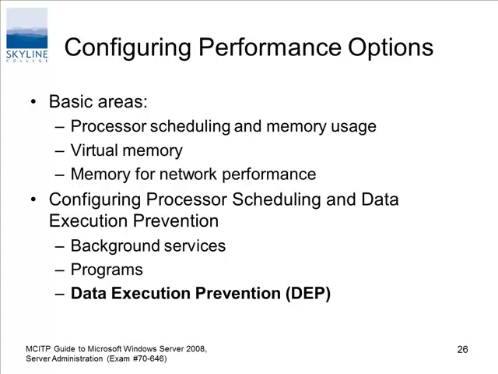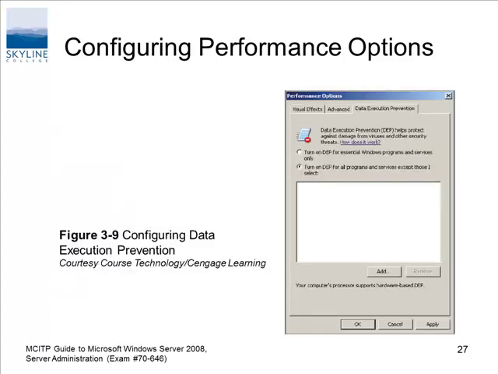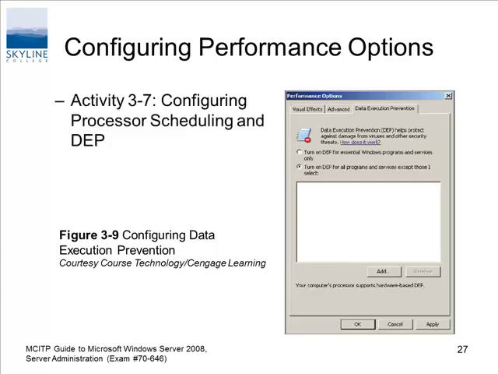Processor scheduling, data execution prevention, background services, and programs are how you configure those things. The data execution prevention is the same thing we had in Windows 7. In Windows 7, I think it was only for Windows-only files. This one is everything except what I list below. The server is a little bit more restrictive. Turn on DEP for all programs and services with the exception of what you list there. Same concept, same basic thing that we did with Windows 7, except I think Windows 7 had a different default.